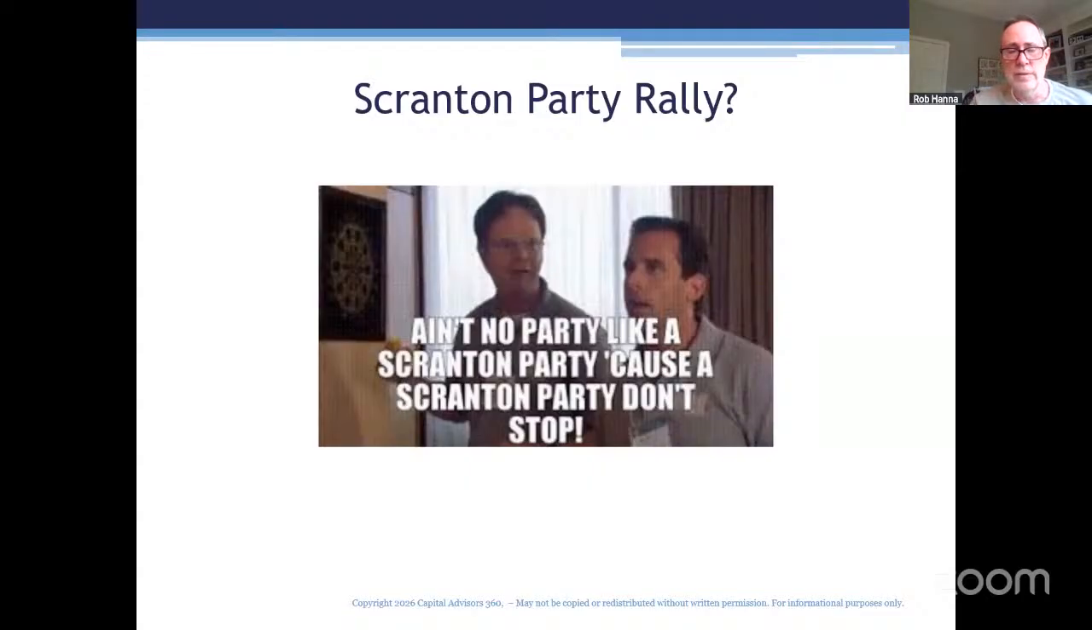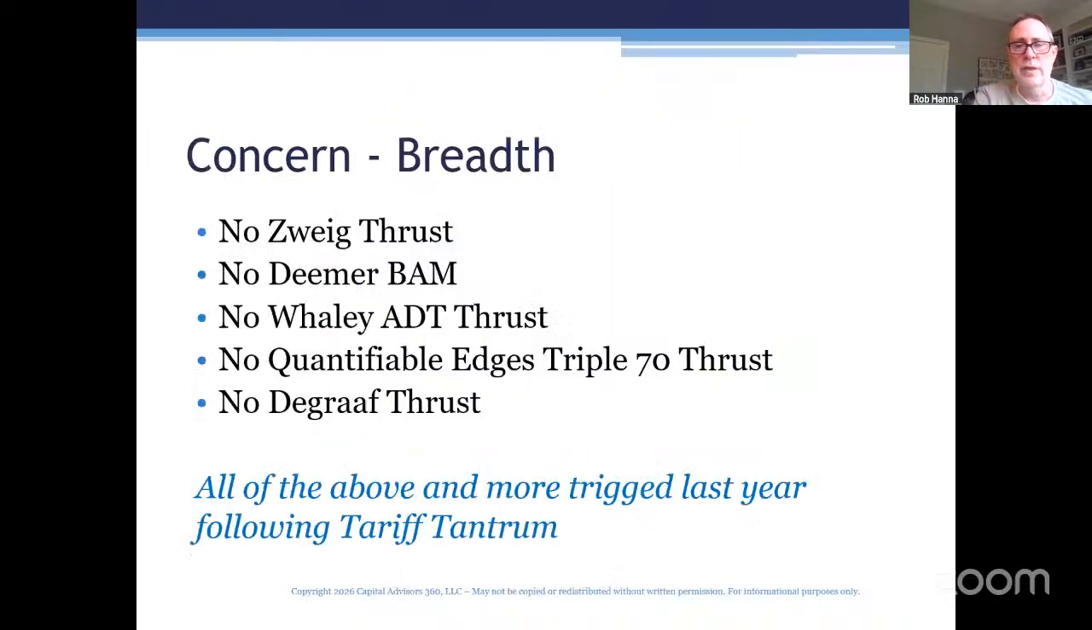What does predict that often is breadth, and breadth has been something that I'm a little concerned with in this rally. Last year when we had the tariff tantrum and the market sold off heavily, we saw a massive number of breadth thrust studies trigger from late April until May. That included a Zweig thrust, a Deemer BAM, a Whaley ADT thrust, the 770 thrust that I created years ago, and a DeGraff thrust, and there were a few more even. But these all triggered last year, and none of them have triggered to this point this year.